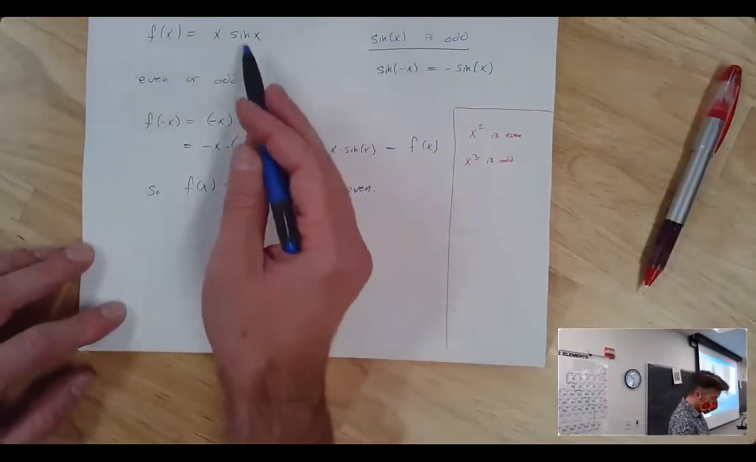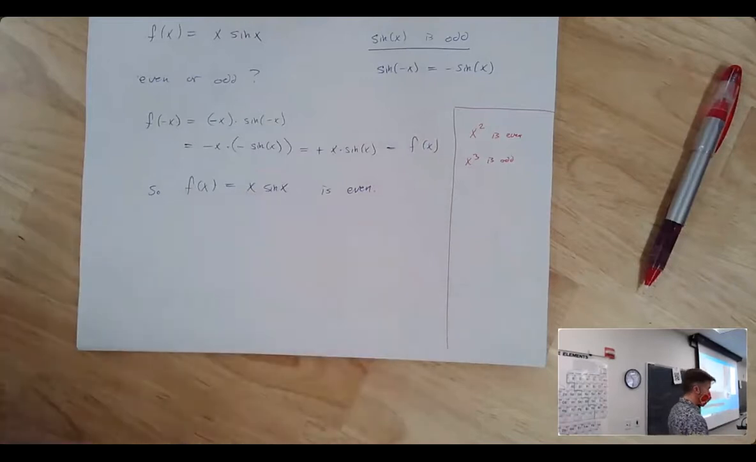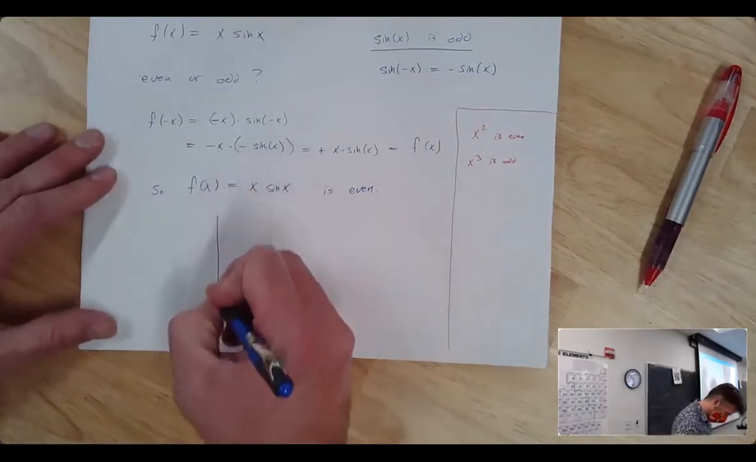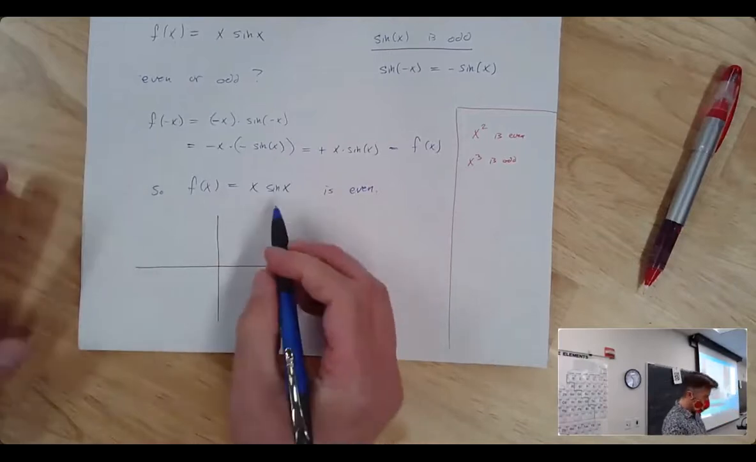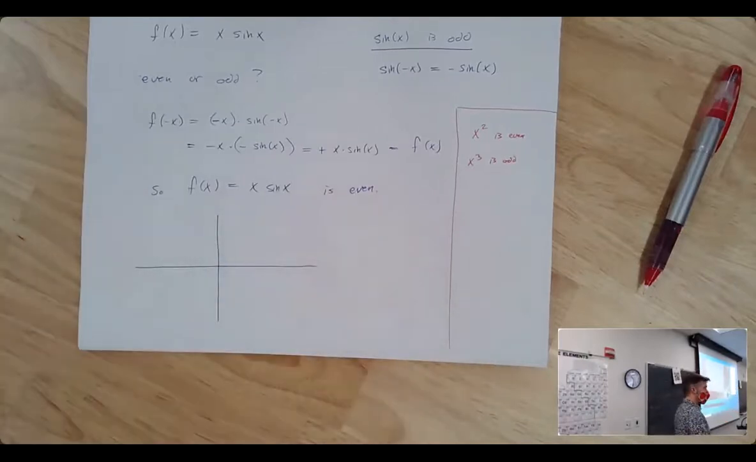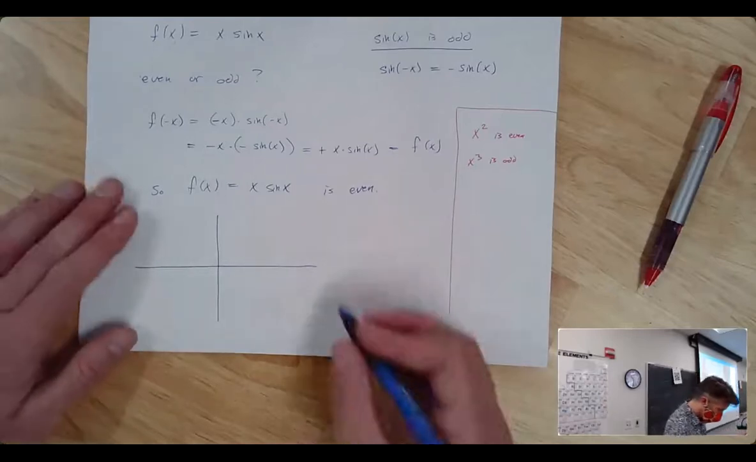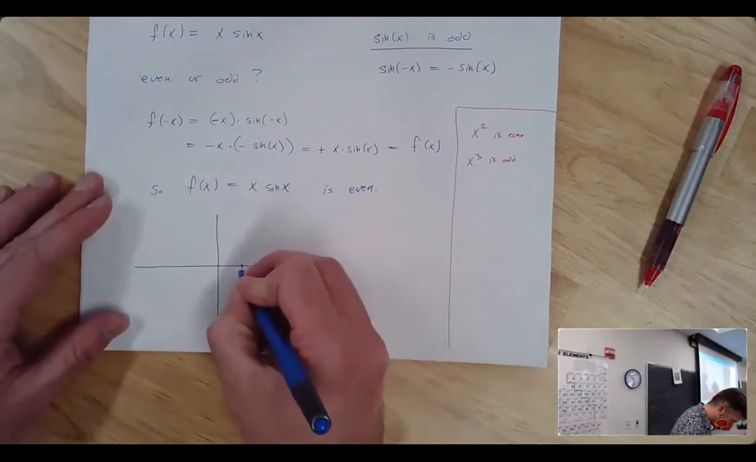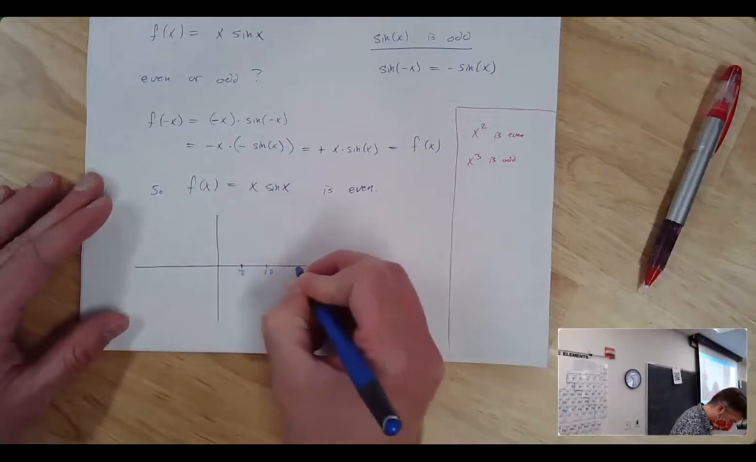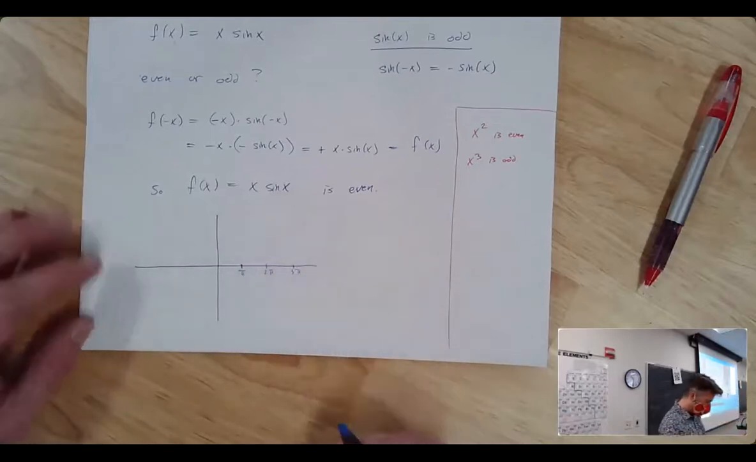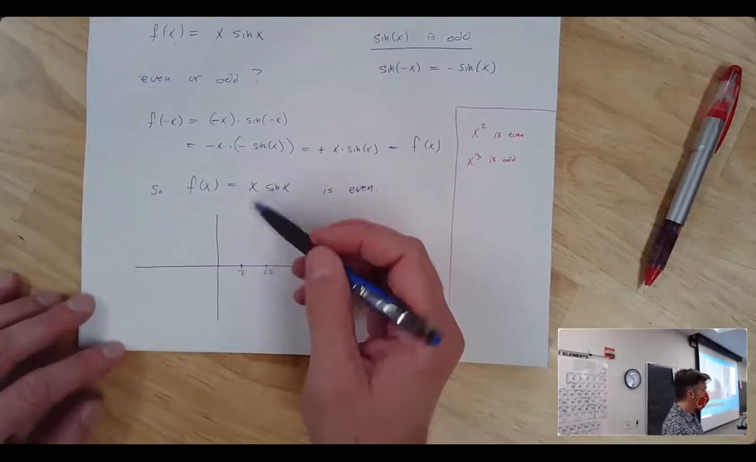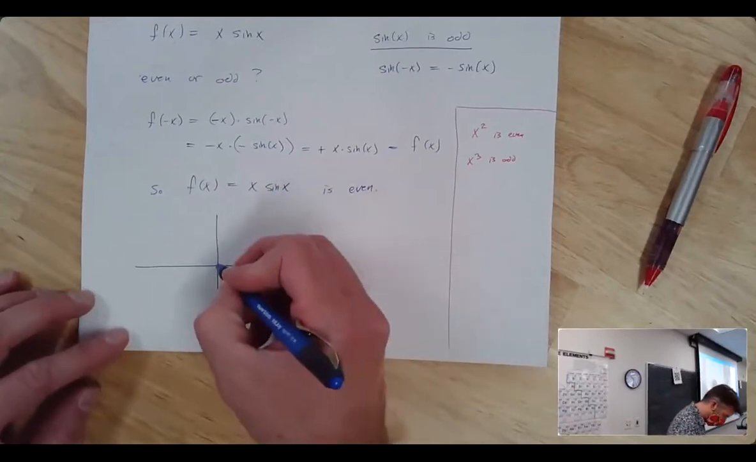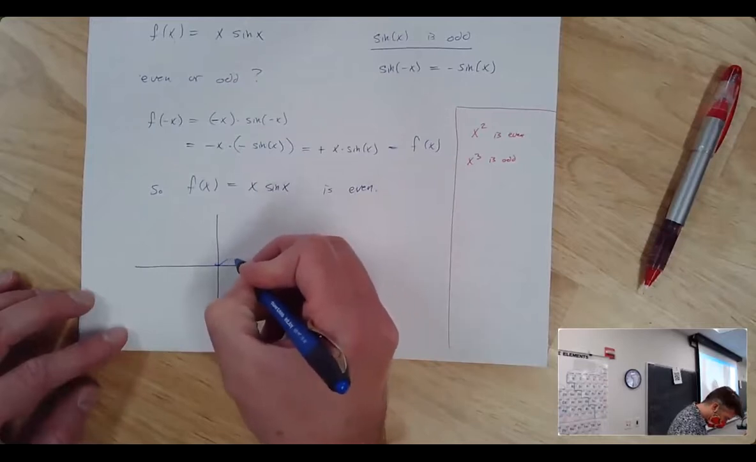Let's talk about, so this one is even, which means it has symmetry about the y-axis, and we can kind of graph it. The thing I would note about this is I know when sine is equal to 0. I know that sine of 0 is 0, sine of pi is 0, sine of 2 pi is 0, sine of any multiple of pi is 0. When we start graphing this, pi, 2 pi, 3 pi. I know sine is positive from 0 to pi, so it's going to do something kind of funky like that, and then it's going to hit 0.